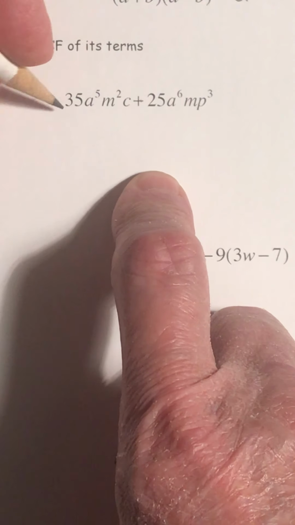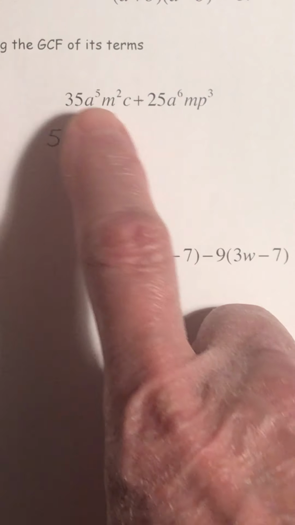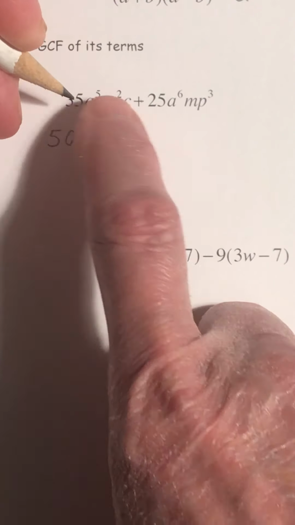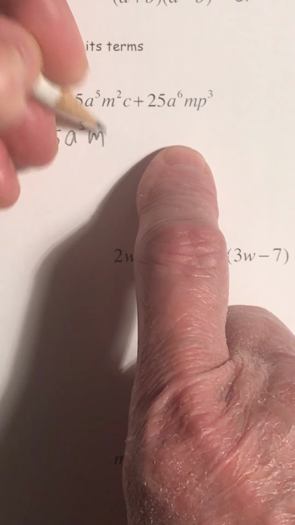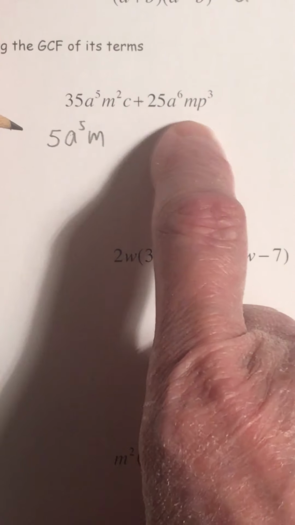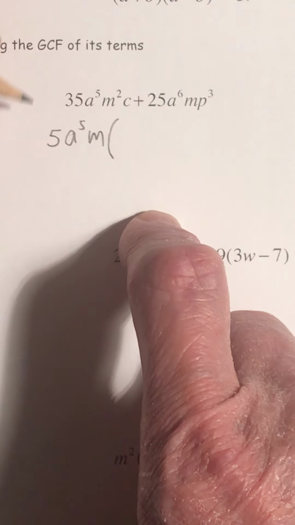35 and 25. 5 is the best we can do there, right? We got an A and an A, we'll go with the smaller power, A to the 5. We got an M and an M, go with the smaller power, M to the first. We got a C, we don't have a C there. We got a P, but we don't have a P there. So this is the GCF, that's the best we can do.